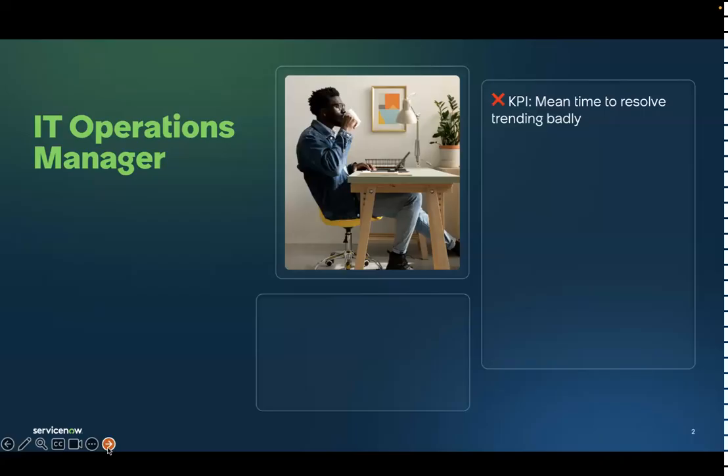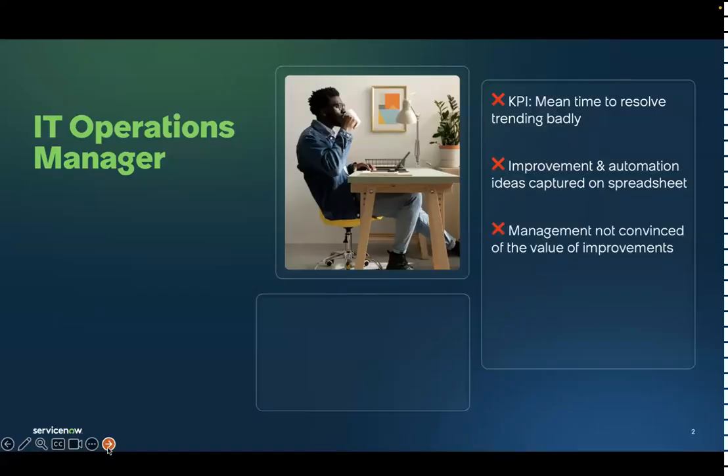The KPIs are trending badly. The mean time to resolve, average response time on his tickets. He has improvement and automation ideas captured, but on a spreadsheet outside of the platform. His management is not convinced of the value of improvement opportunities, and he needs to review each and every record manually for identifying the root cause of his process anomalies.